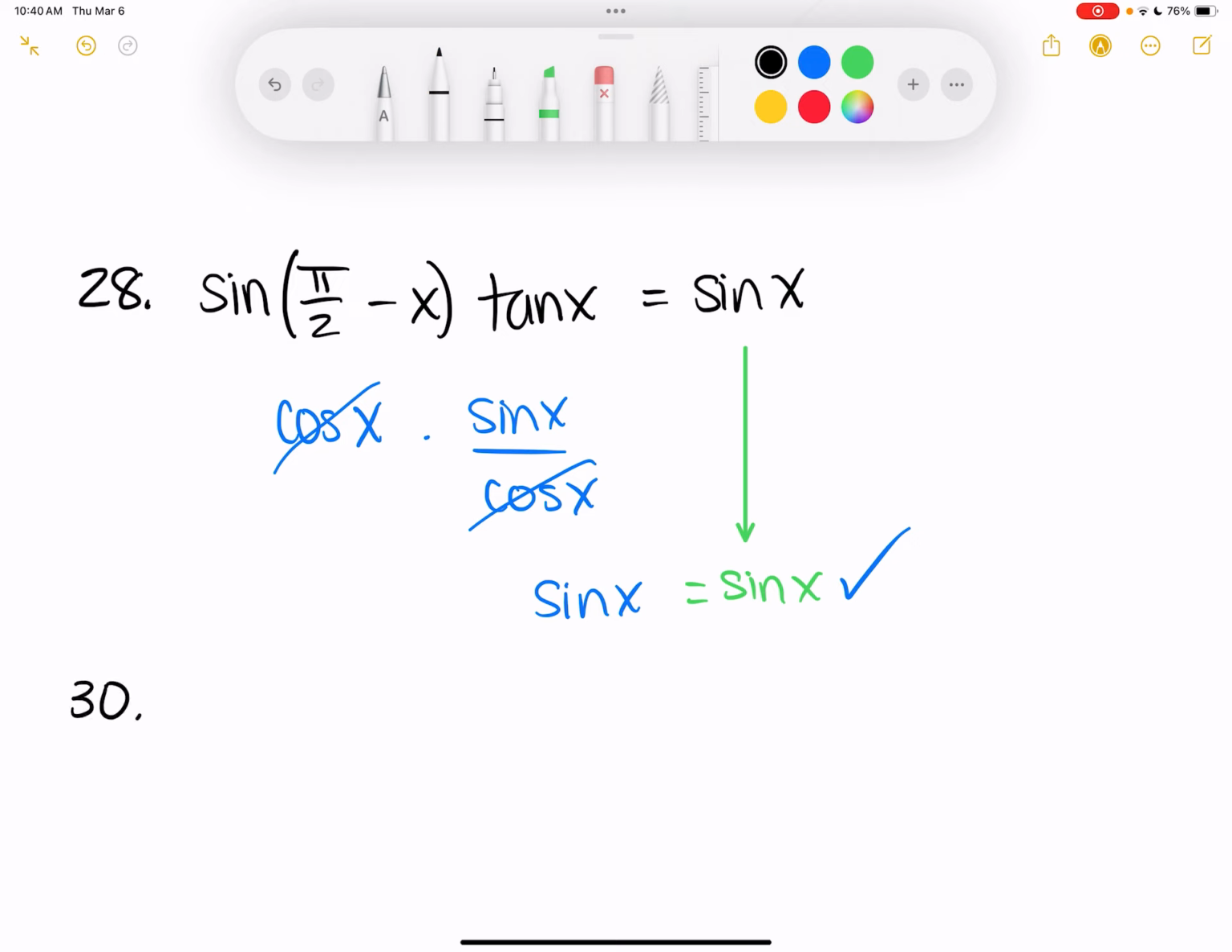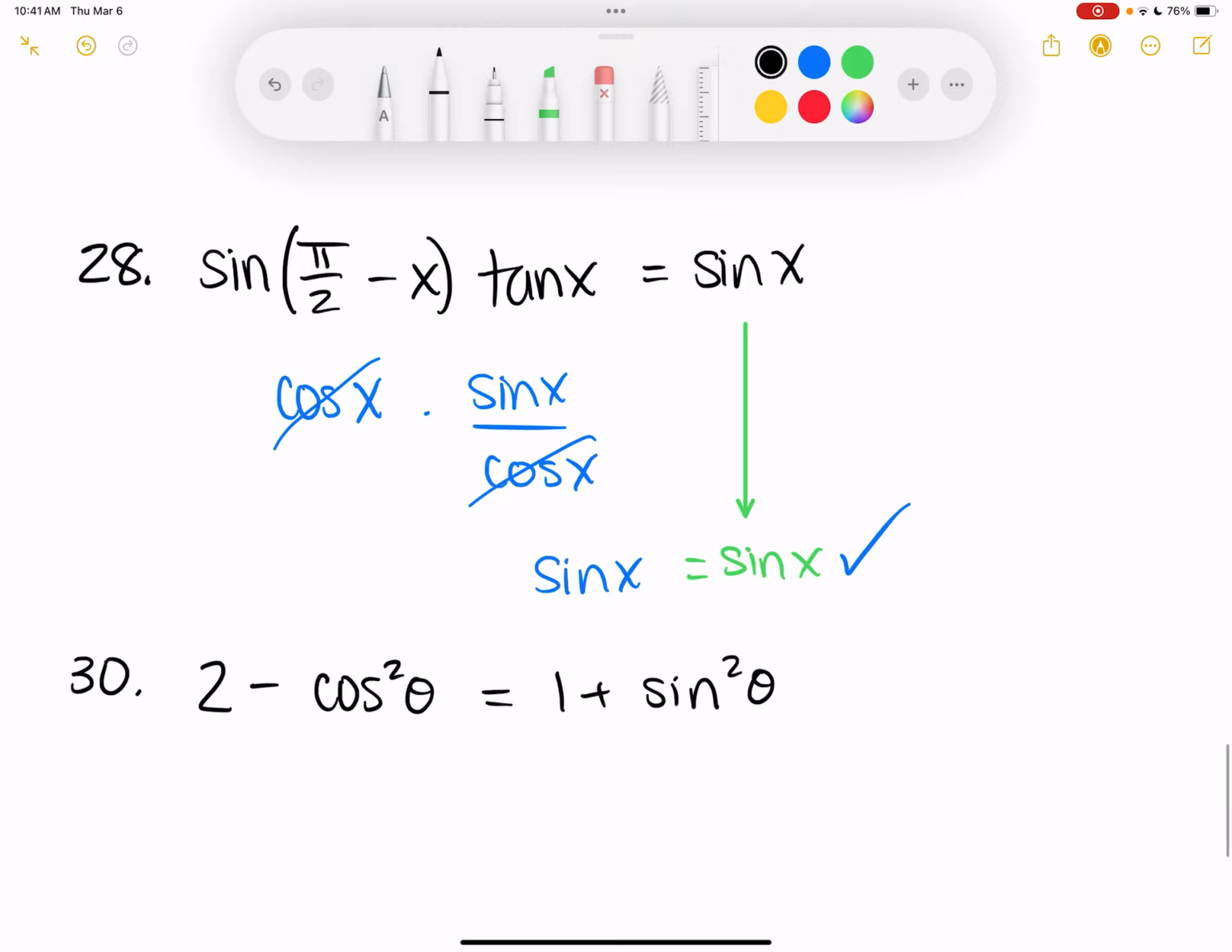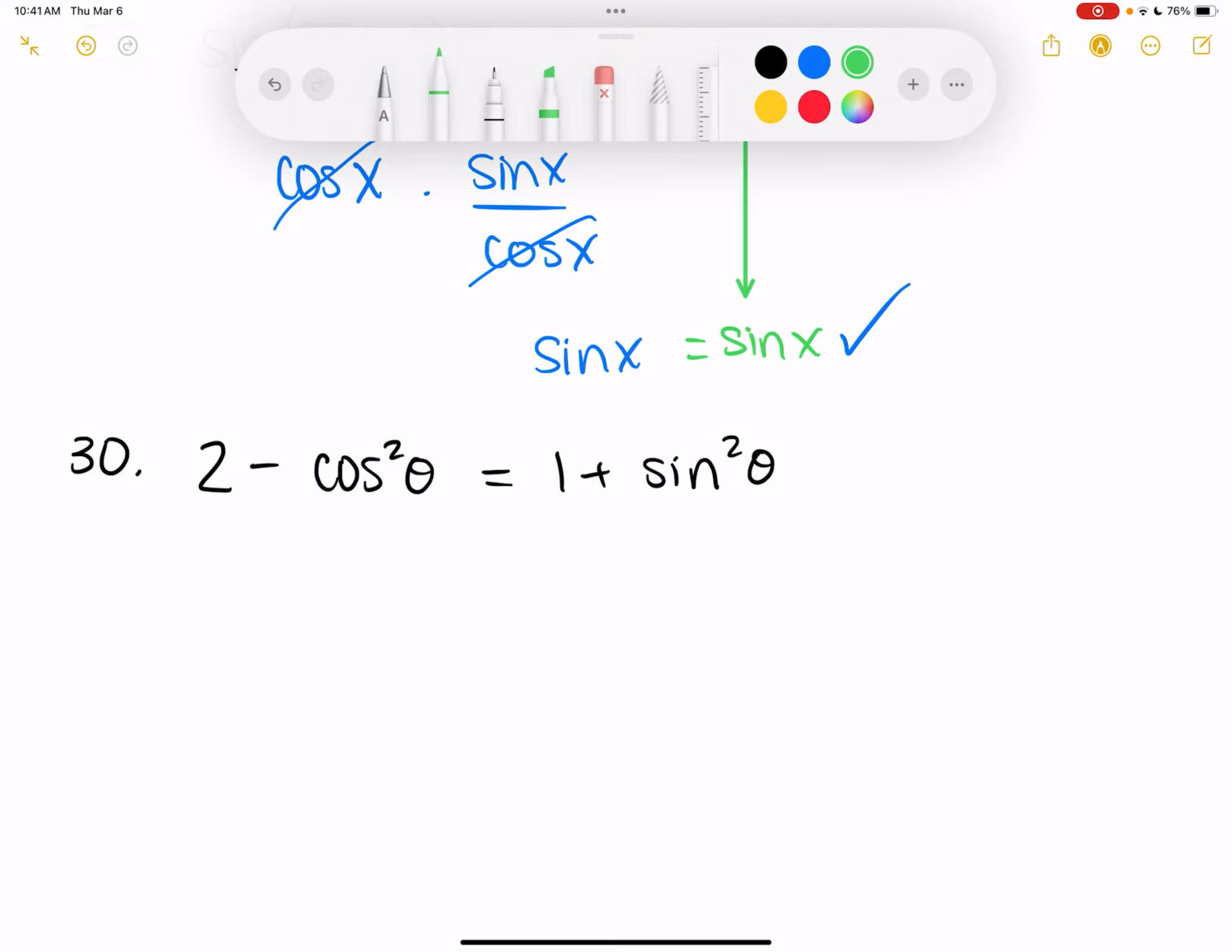2 minus cosine squared of theta equals 1 plus sine squared of theta. What? I still want to mess with it, especially since there's a weird thing on there. Time to draw my little arrow so I can't touch it. But it would be so easy, just a little subtraction sign.